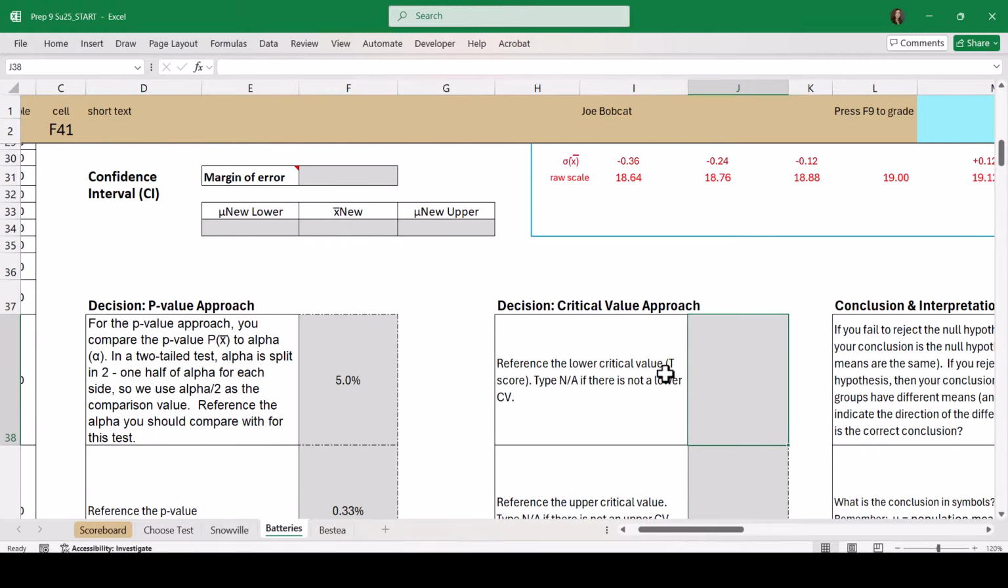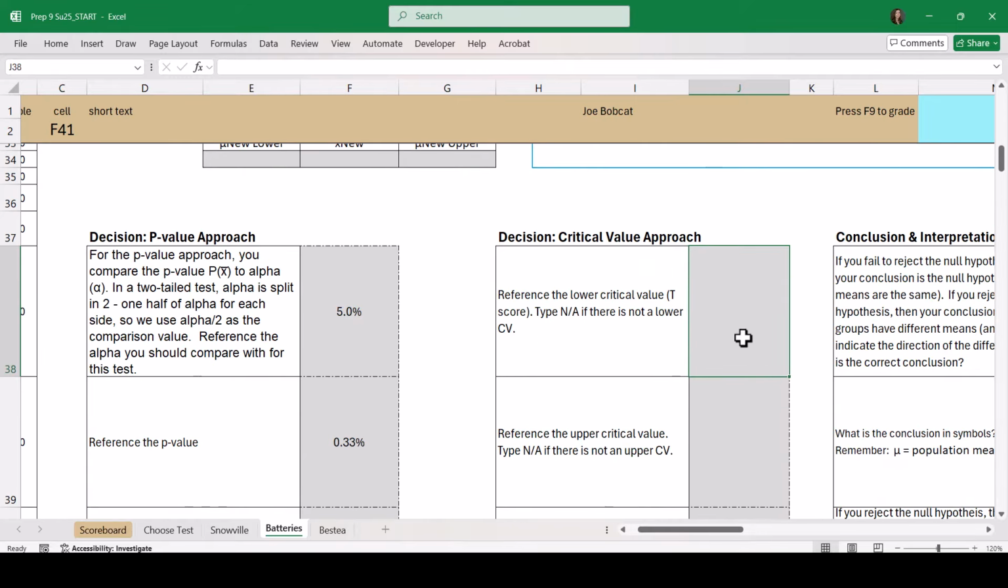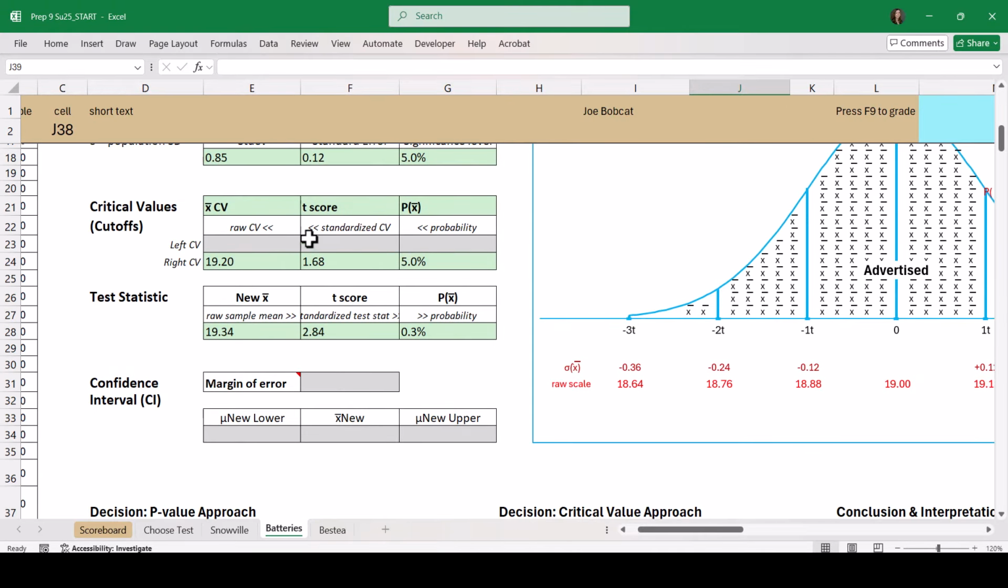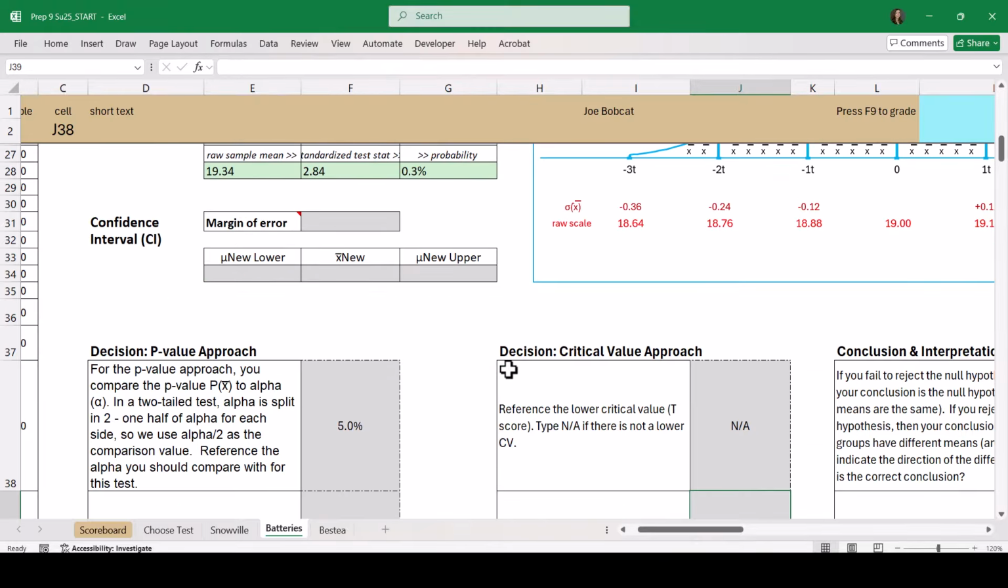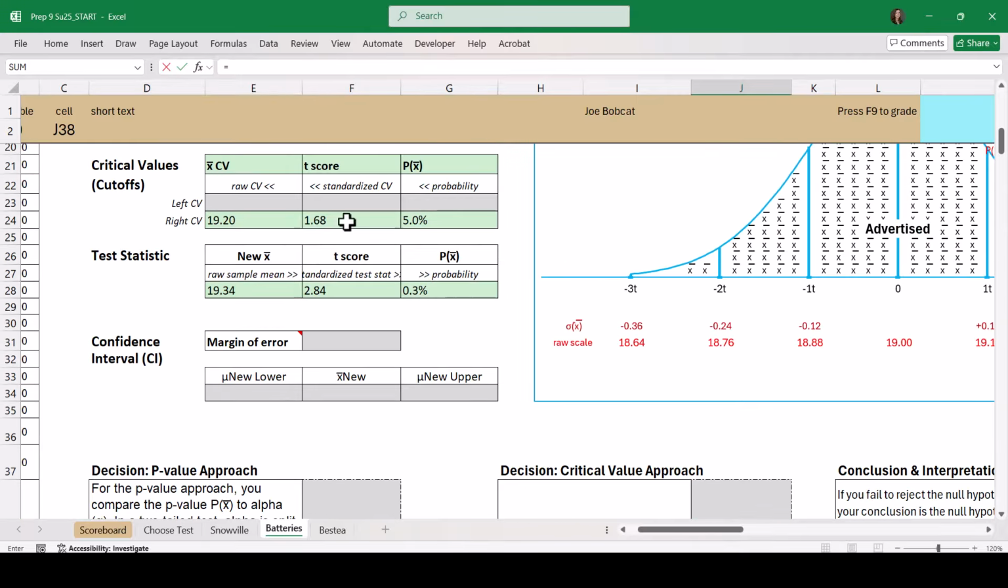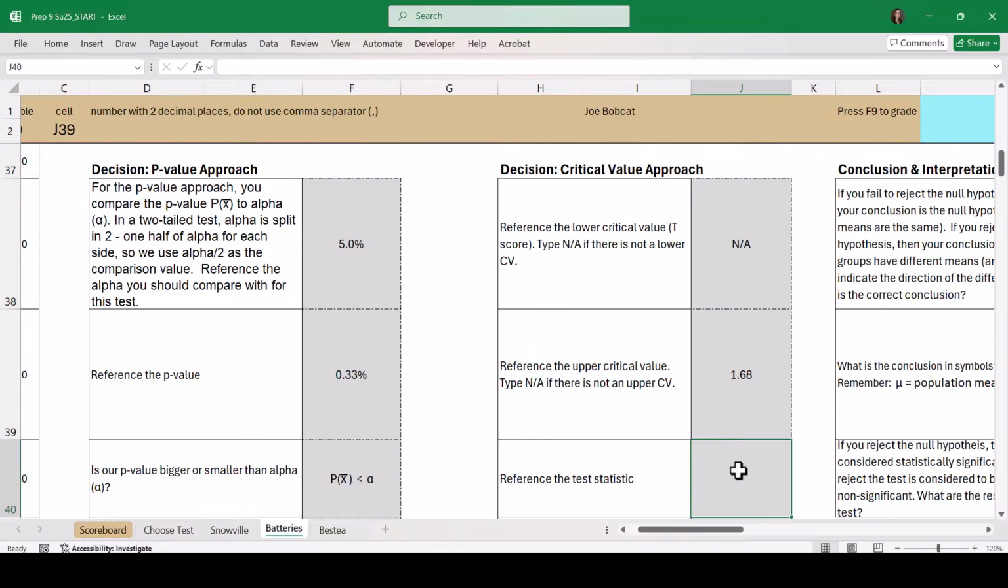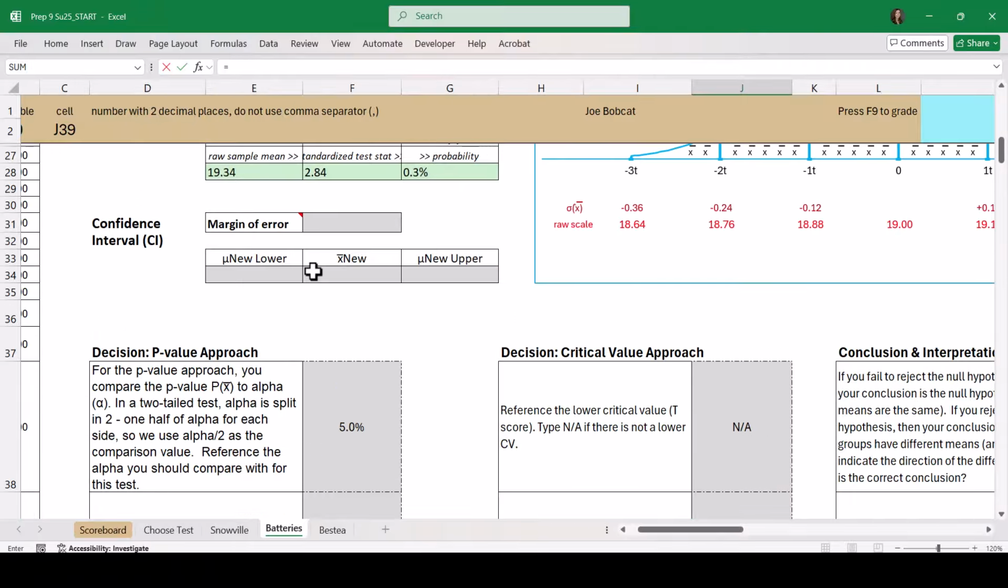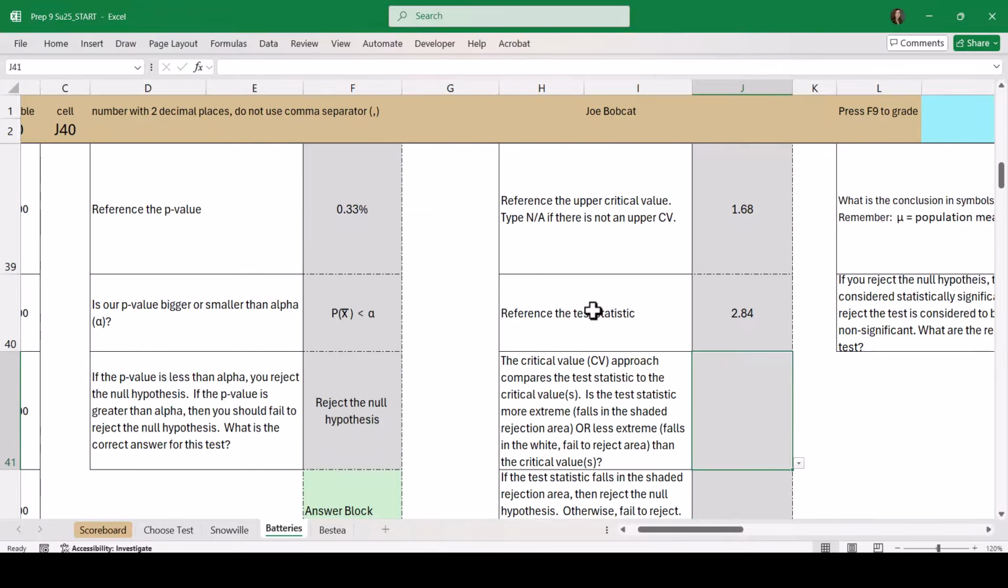With the critical value approach, you compare just the standardized scores. We did not have a lower or a left critical value. You want to leave this row blank because we did not have one. We only had a right one. So our right or our upper critical value was 1.68. Our test statistic was 2.84.